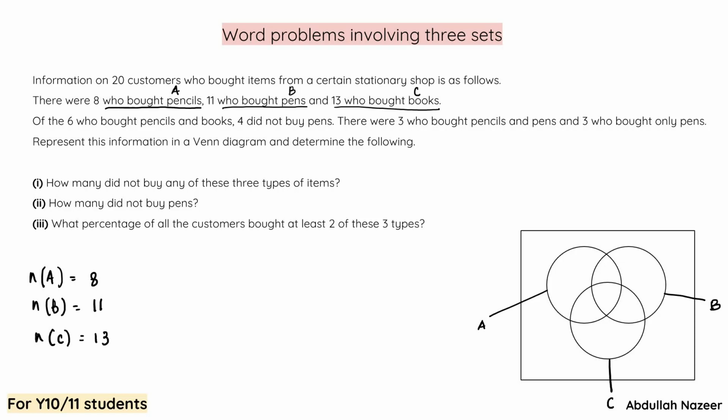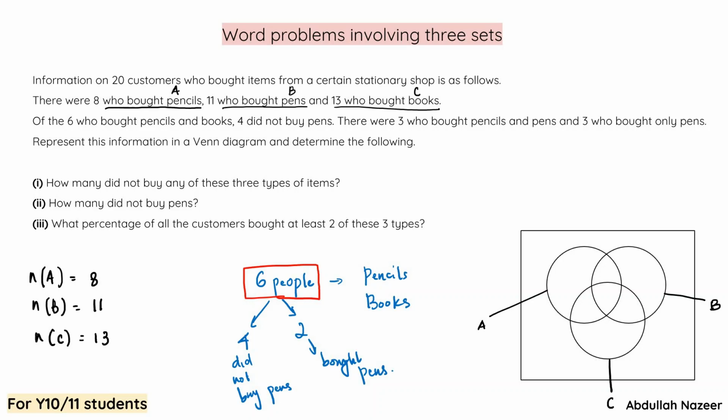So it says, of the 6 who bought pencils and books, 4 did not buy pens. Alright, so now let's focus on this statement very carefully. They say, of the 6 who bought pencils and books, 4 did not buy pens. That means there were 6 people who bought both pencils and books. And among these 6, 4 of them did not buy pens, right? Which means the other 2 out of the 6. So if 4 did not buy pens, the other 2 also bought pens.